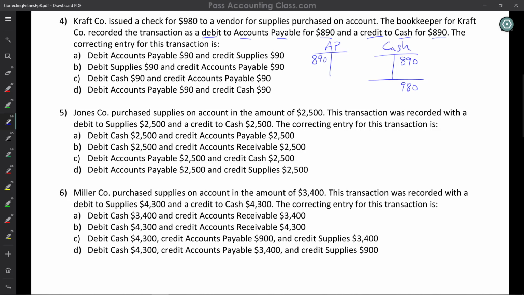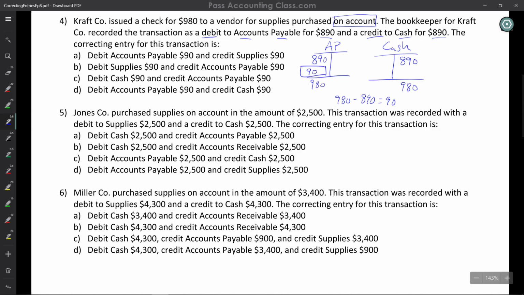And then for supplies purchased on account. So on account is my indicator here that should be accounts payable. And when we pay off accounts payable, we are going to debit that balance. And we debit it because we're decreasing the amount that we owe. So the ending balance of accounts payable for this transaction should be $980. And then what we need to do here is figure out for accounts payable, how do we get from $890 debit to $980? And that's where we're going to take $980 less $890, and that will give us $90. So here we need to debit accounts payable $90.